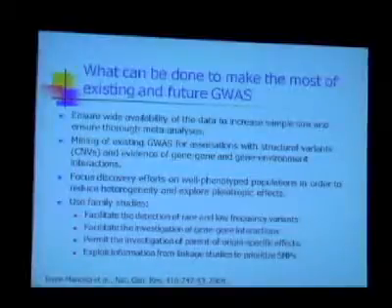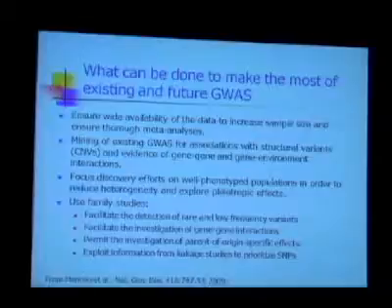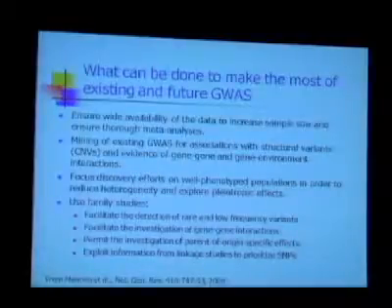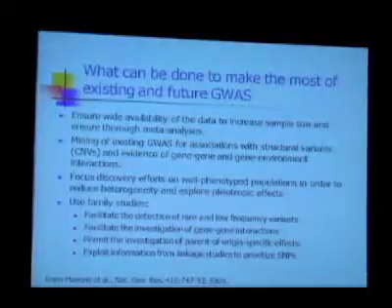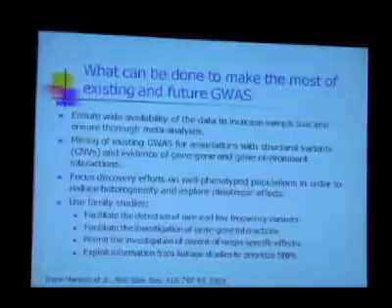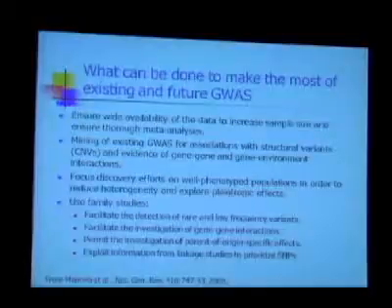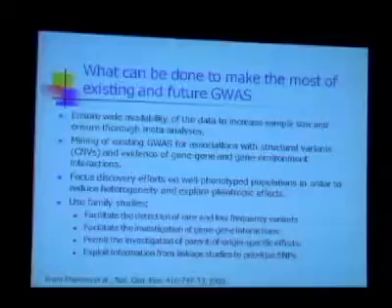They facilitate the detection of rare and low frequency variants because they tend to co-segregate in families, facilitate the investigation of gene-gene interaction, and permit the investigation of parent of origin specific effect. We have evidence that for some diseases like type 1 diabetes and type 2 diabetes, the effect depends on whether the allele is originating from one parent or the other. We can also exploit the information from linkage studies to prioritize SNPs.